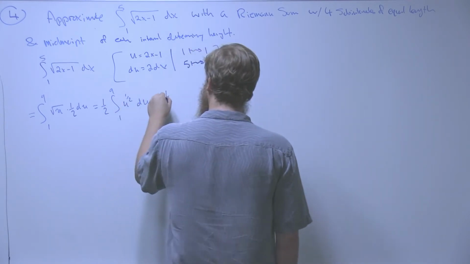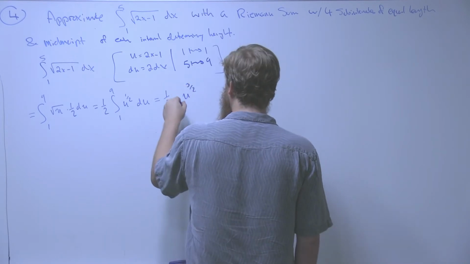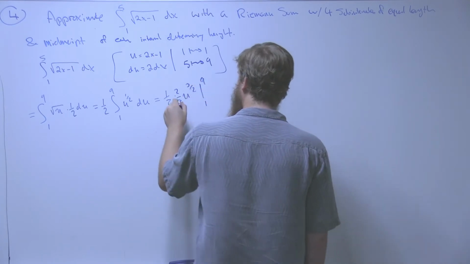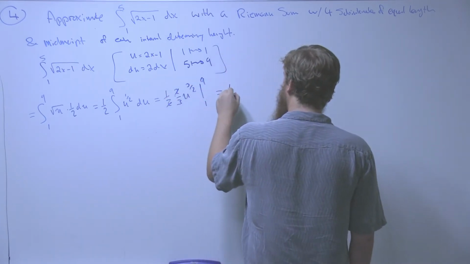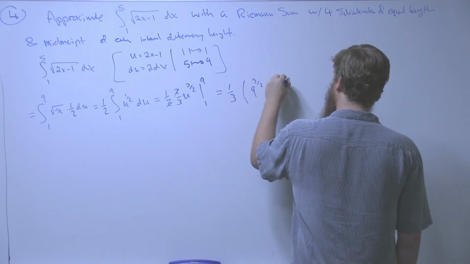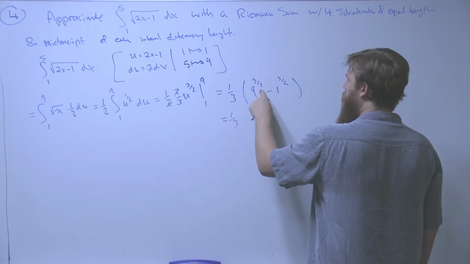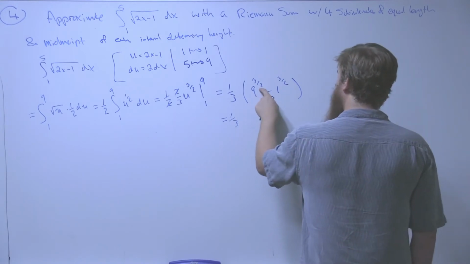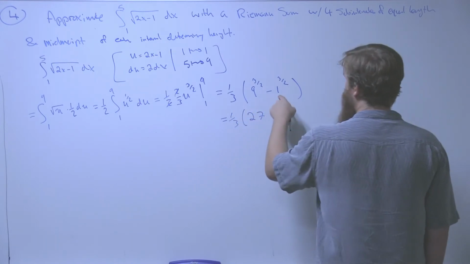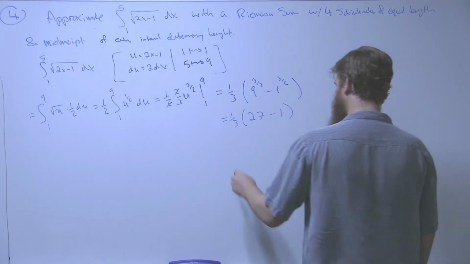Now this is just a power rule integral, so this is 1/2 times u to the 3/2 divided by 3/2, which is the same as multiplying by 2/3. Evaluated between 1 and 9, you can cancel your 2's, and we get 1/3 times 9 to the 3/2 minus 1 to the 3/2. And 9 to the 3/2 isn't that bad, right? Because 9's a perfect square. So the square root of 9 is 3, and then if we cube that, we get 27. 1 raised to the 3/2 is just 1. So this is 1/3 times 26.